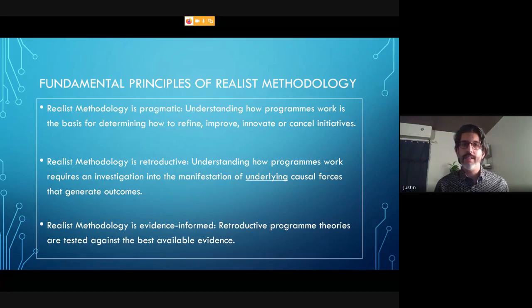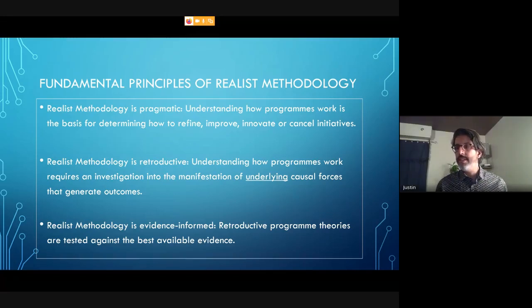The second point here is that realist methodology is retroductive. In other words, understanding how programs work requires an investigation into the manifestation of underlying causal forces that generate outcomes. When I say retroductive, retroductive means understanding why things are the way they are. What is the underlying reason for outcomes to have manifested or not to have manifested? There is some underpinning or underlying reason, and that is the mechanism, and that is what I mean when I use the term retroductive. So this is absolutely central.